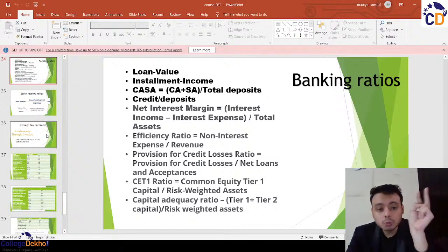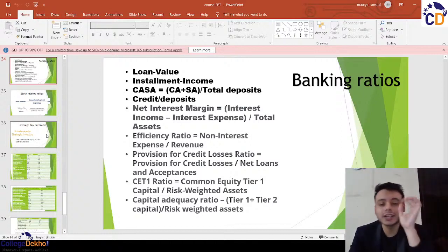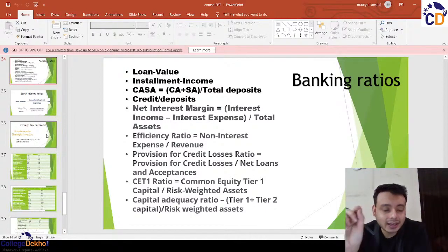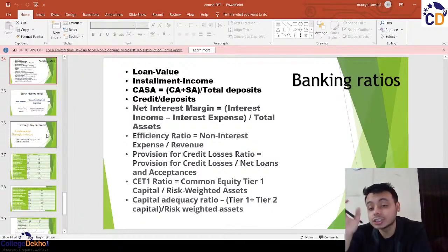Two more ratios that I want to talk about in this session are the efficiency ratio and the provision for credit losses ratio. These two ratios are again among the most important ratios that you must know for the banking industry, or for those appearing for BFSI sector interviews. BFSI: banking, financial services, and insurance. These additional ratios are basically used for the BFSI sector.